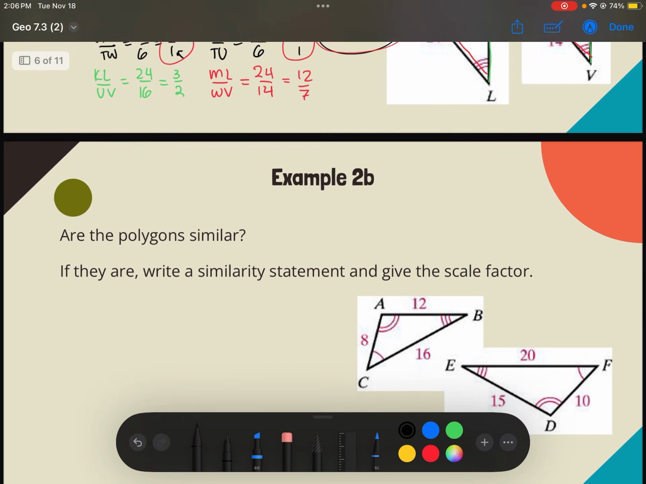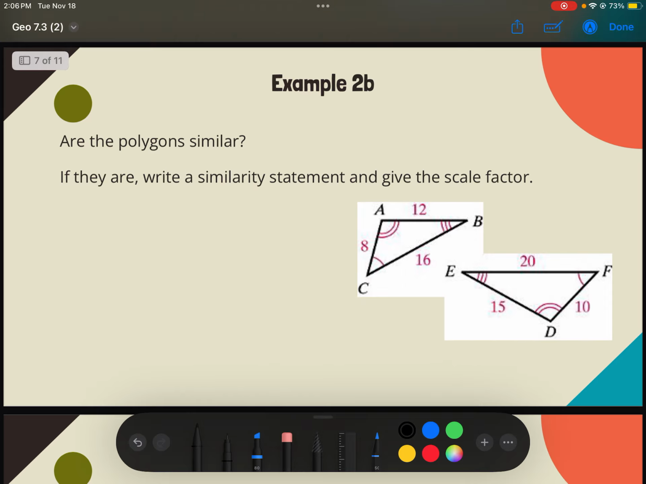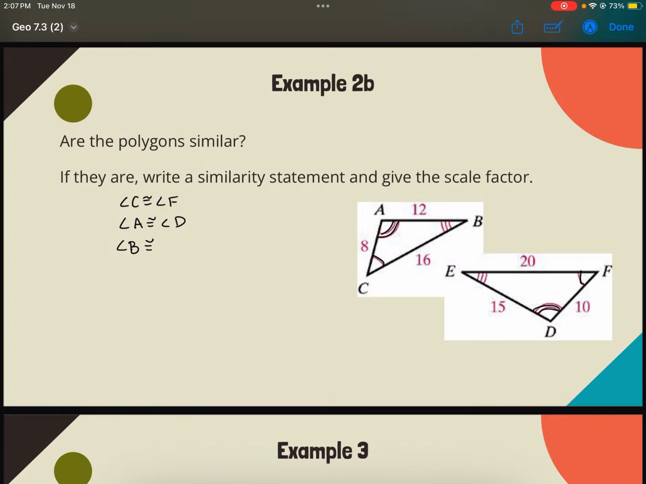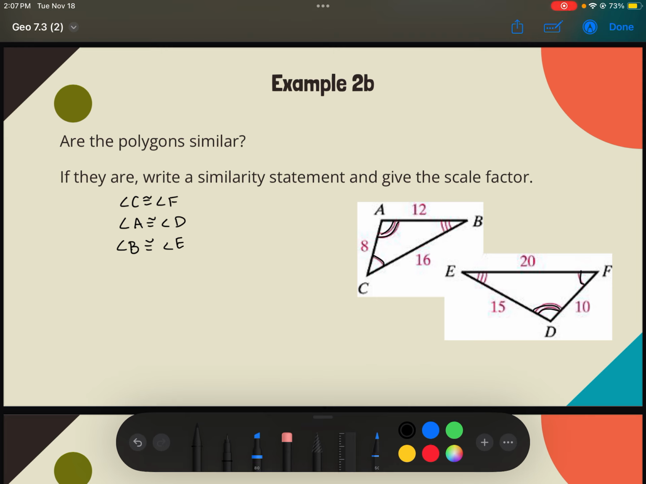Following this one, we're moving into example 2B. Again, they're asking us, are the polygons similar? I can tell based on the diagrams, I do have 3 pairs of congruent angles. I'll write them out. Angle C is congruent to angle F. I have angle A is congruent to angle D, and angle B is congruent to angle E. All right, so far so good with the angles. That's always step number one. Check your angles, then check your sides.